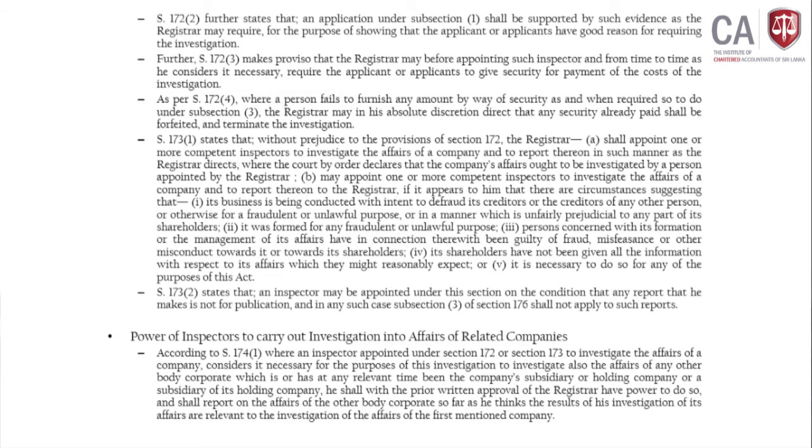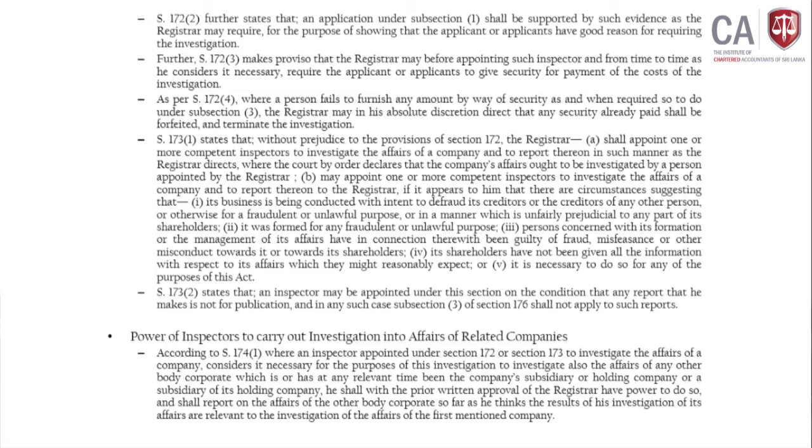Section 172(2) further states that an application under subsection 1 shall be supported by such evidence as the registrar may require, for the purpose of showing that the applicant or applicants have good reasons for requiring the investigation to be conducted by the Registrar of Companies. Further, Section 172(3) makes a proviso that the registrar may, before appointing such inspector from time to time as he considers necessary, require the applicant or applicants to give security for payment of the costs of the investigation.